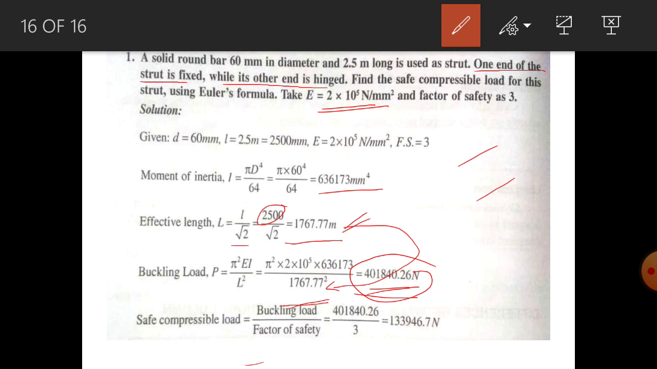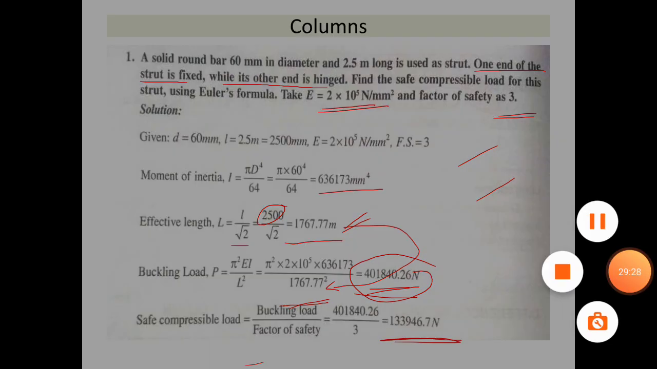What is asked in the question is the safe compressible load. I have given you the formula to calculate the safe load: the buckling or maximum load divided by the factor of safety. The factor of safety is given as 3. So divided by 3, you will get the safe compressible load over the column.